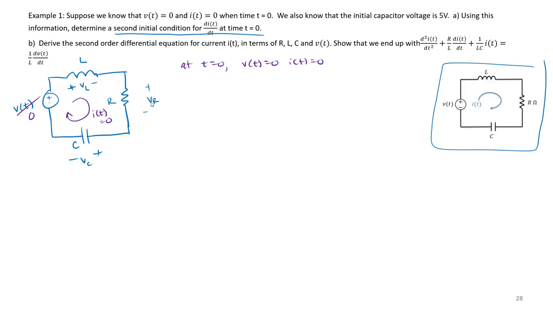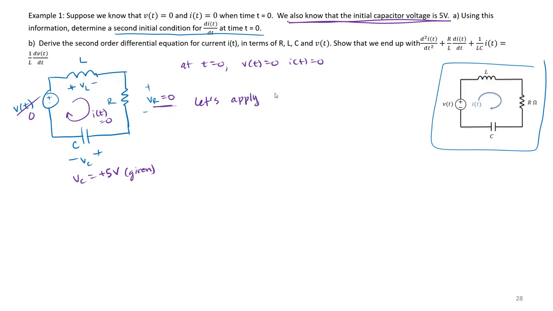Well, if our current is 0, then our voltage across our resistor must also equal 0. We're also given in our question that Vc is equal to 5 volts. We don't yet know anything about VL, but we want to find a second initial condition for di(t)/dt. Our next step would be to find some way to relate all of the values in this circuit.